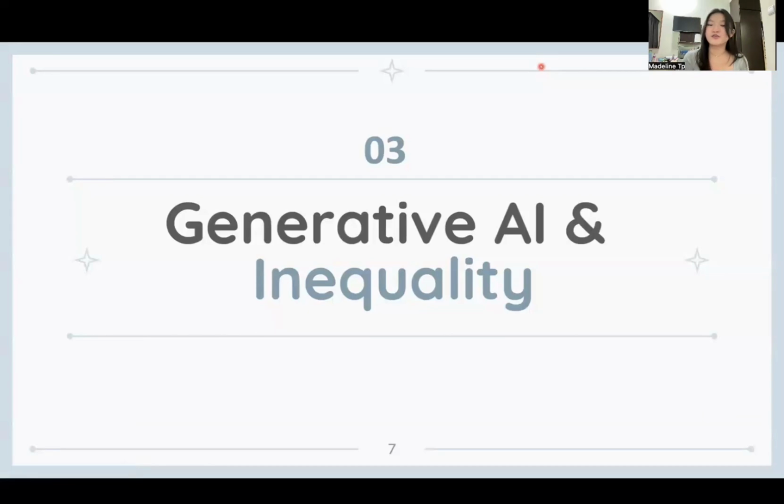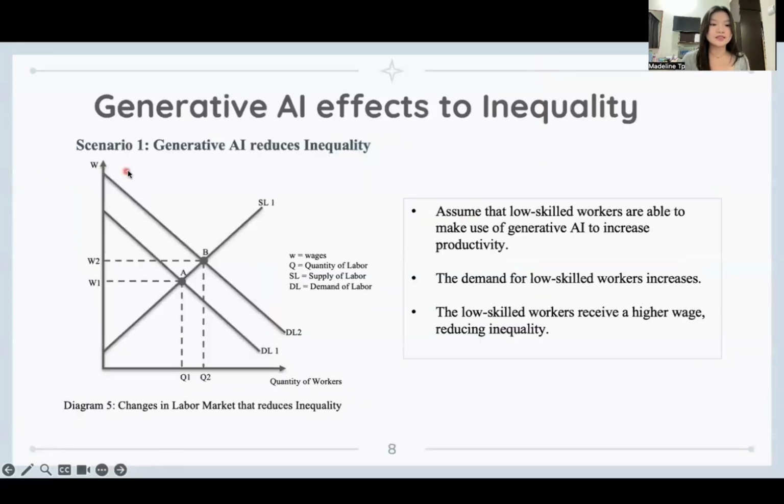Now I'm going to be talking about generative AI and inequality. Scenario 1 shows generative AI reduces inequality. Initially, the labor market for low-skilled workers is at point A over here, and the quantity of low-skilled workers is at Q1, and the wage is at W1. Now, we assume that low-skilled workers are able to make use of generative AI to increase productivity. This will result in demand for low-skilled workers increasing from DL1 to DL2. Now, the equilibrium will move to point B, and the quantity of workers will be at Q2, and the wage will be at W2. This reduces the inequality, as the low-skilled workers will receive a higher wage.